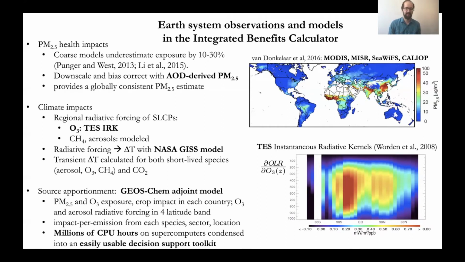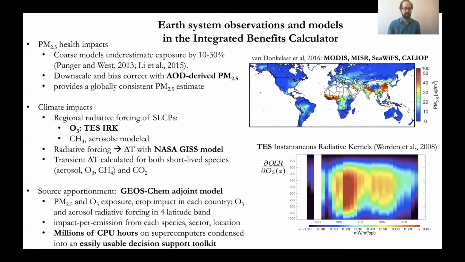Finally, a key component of making IBC work is source apportionment calculations that we perform with the GEOS-Chem adjoint model. This model is run for each of these impacts, PM2.5 and ozone exposure, as well as ozone crop impacts, which we didn't talk too much about here, in each country, and then ozone and aerosol radiative forcing in 4 latitude bands.